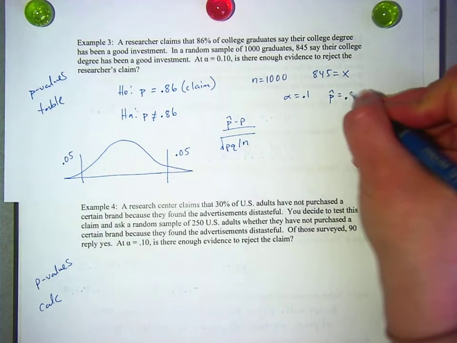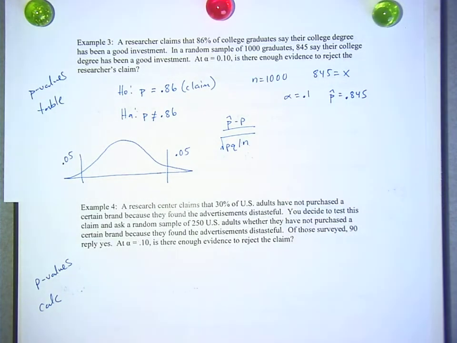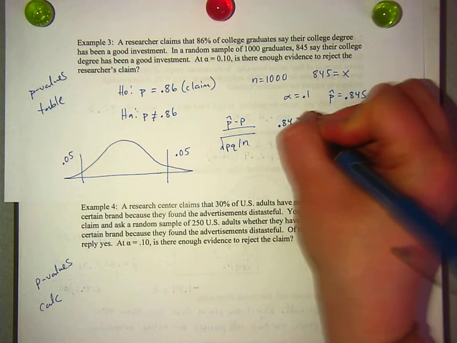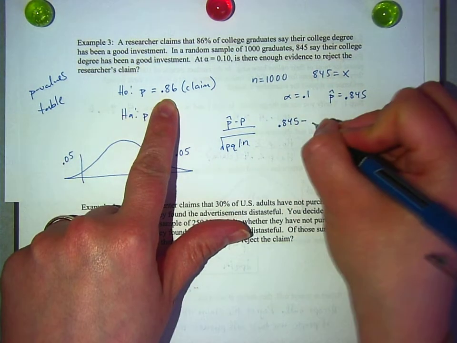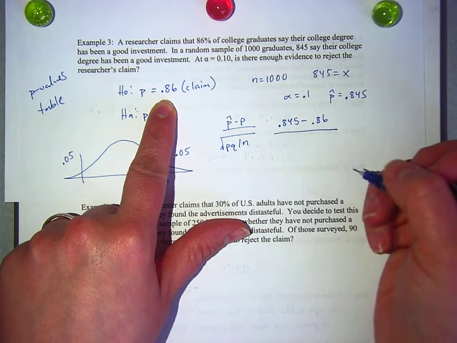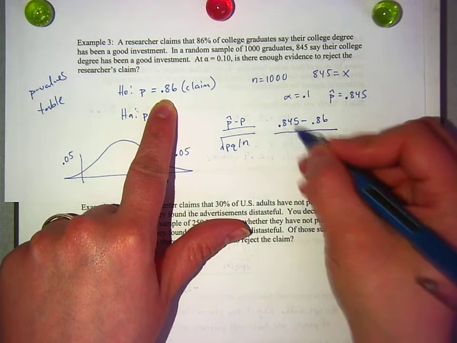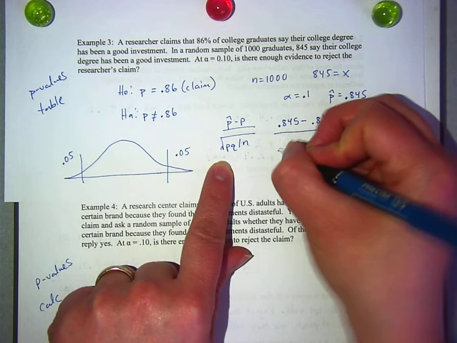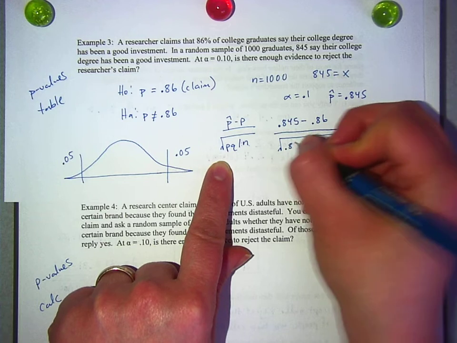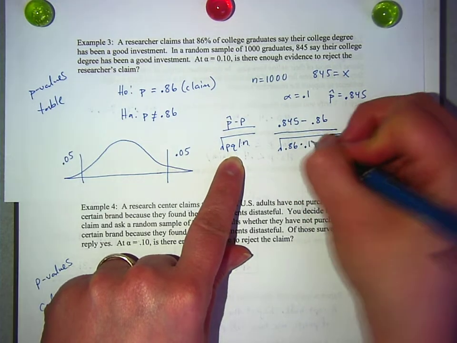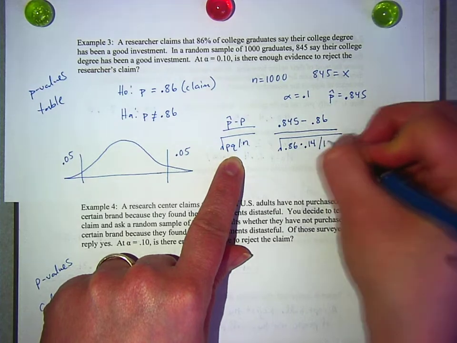Right, which is 0.845. So 0.845 minus 0.86, they're pretty close. Can you already see that they're pretty close, yeah? They got 84.5%, then they were guessing 86. Divided by the square root of 0.86 times 0.14 divided by 1,000.